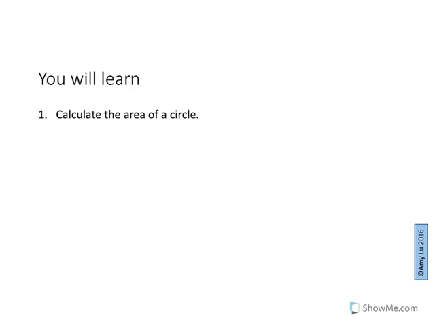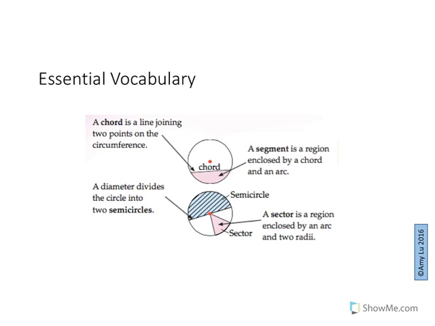This last chapter is 6E on the area of a circle. And so just a few things about understanding the area of a circle. When you have a circle, a chord is a line joining 2 points on the circumference. It doesn't matter where, it doesn't have to go through the center, but this right here from one end of the circle to the other is called a chord.